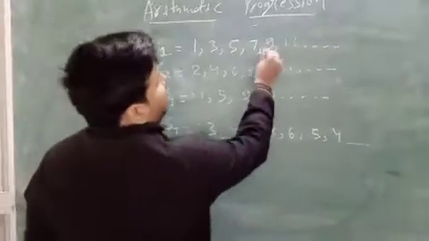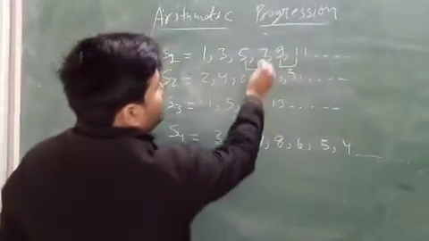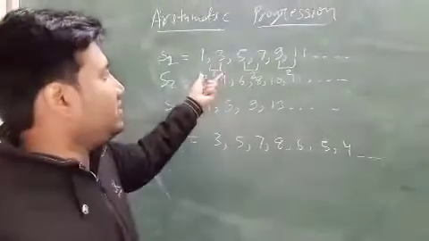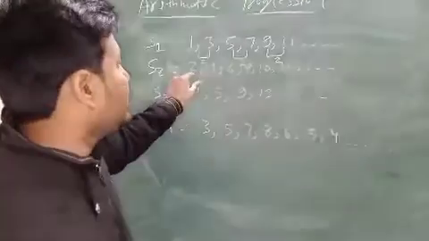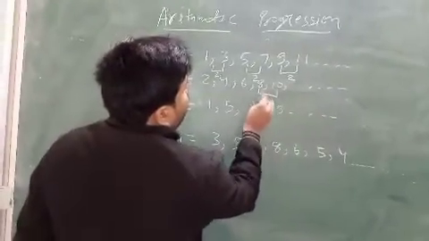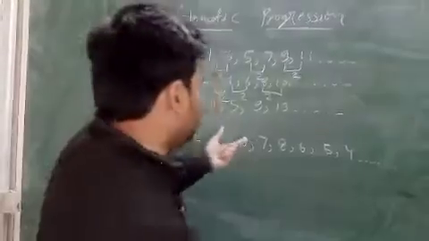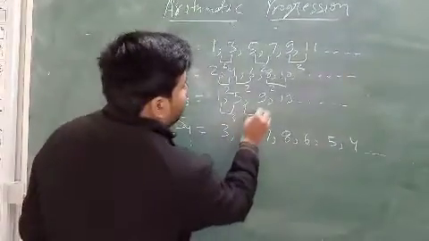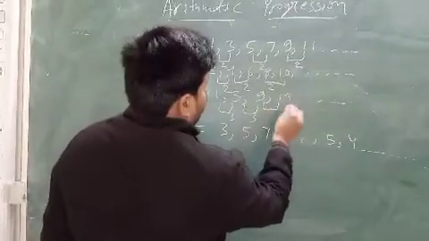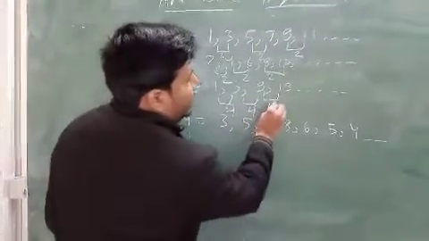What is the difference between 9 and 11? That comes to be 2. What is the difference between 7 and 5? That comes to be 2. What is the difference between 3 and 1? That comes to be 2. Similarly, in the second series, the difference is 2, 2, 2. And in the third series, sorry, the difference comes to be 4, 4, and 4.